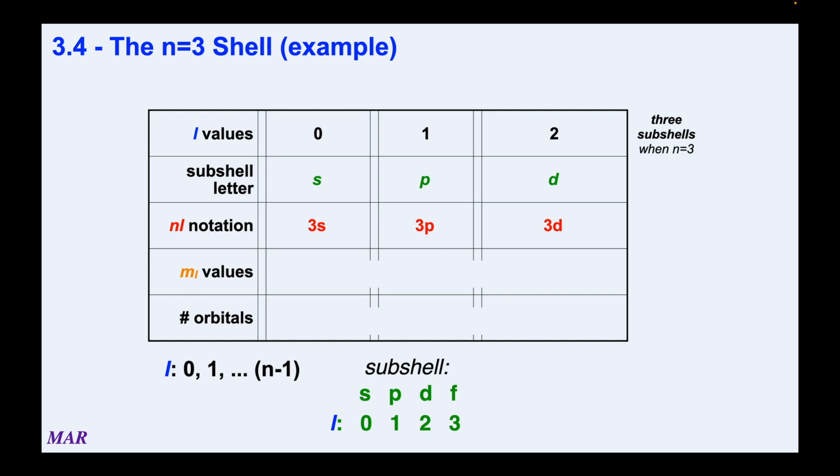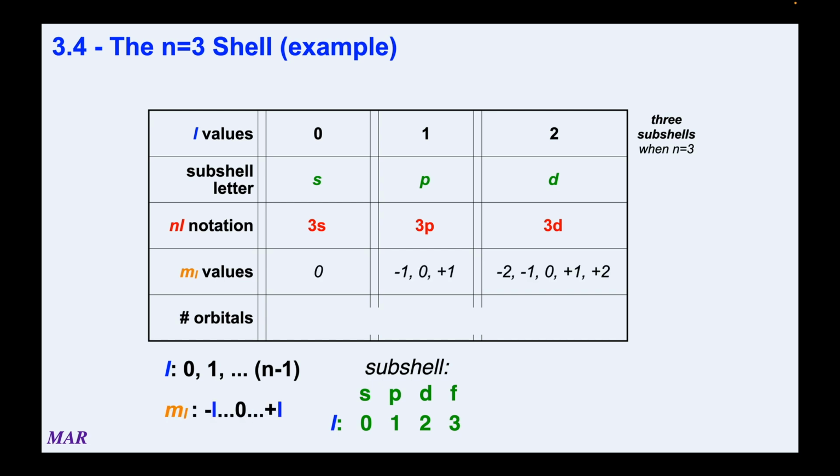M sub L values depend on L. M sub L values go from minus L to positive L. 0 is always going to be a value. So for L equals 0, that just means M sub L is going to be also equal to 0, because minus 0 to positive 0 is just 0. But when you get to L equals 1, then you have M sub L minus 1 to positive 1. So that would be minus 1, 0, plus 1. There'd be 3 M sub L values for that.